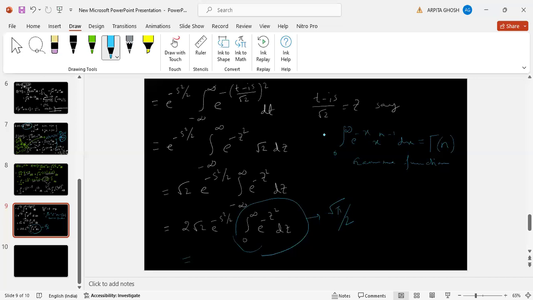So it will be 2 into root 2 e to the power minus ω square by 2 into root pi by 2. So 2 cancels out. It is root 2 pi into e to the power minus ω square by 2. Root 2 pi into e to the power minus ω square divided by 2. The formula is, the Fourier transform is root 2 pi into e to the power minus ω square by 2.